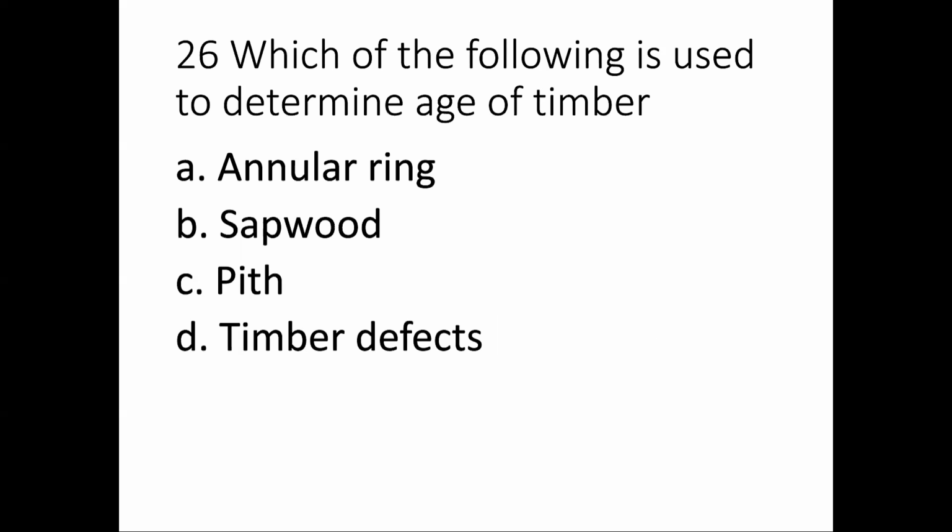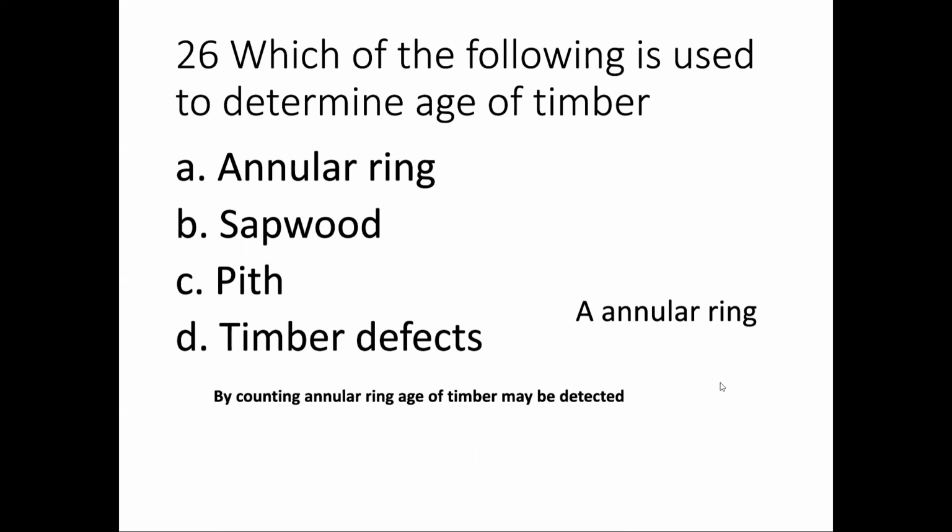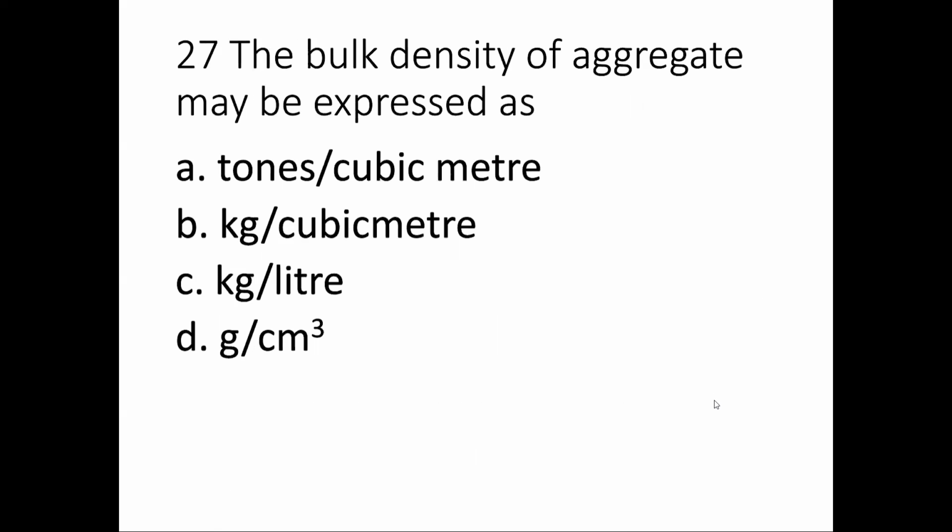Question number 26. Which of the following is used to determine age of timber? Options A, annular ring, B, sapwood, C, pith, D, timber defects. Answer A, annular ring. By counting annular rings, age of timber may be detected.